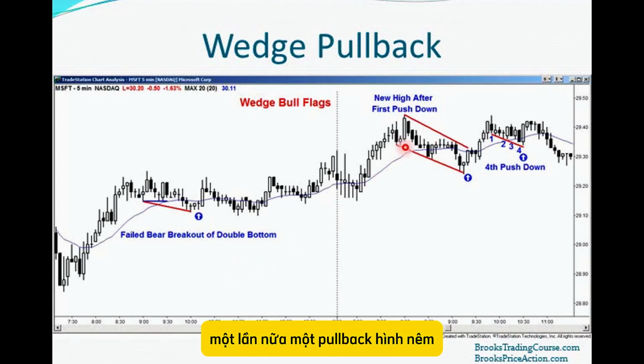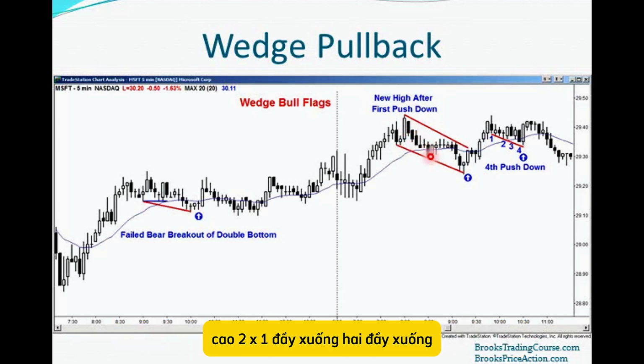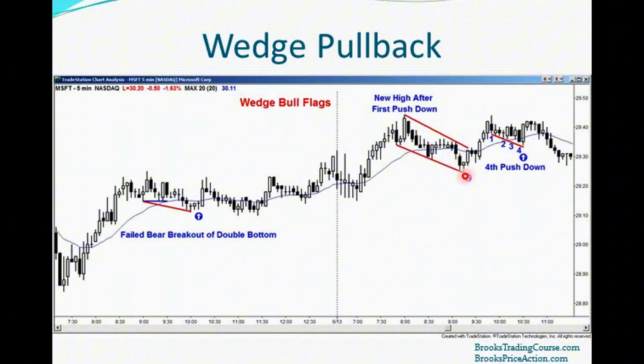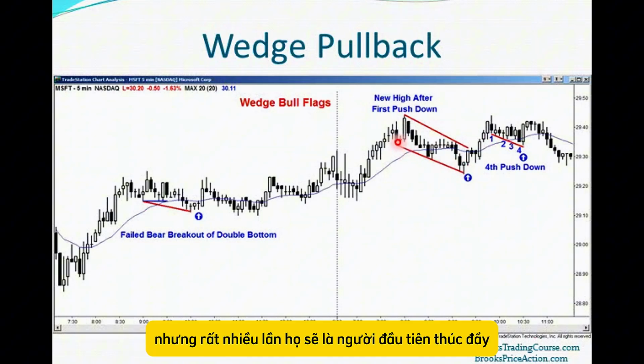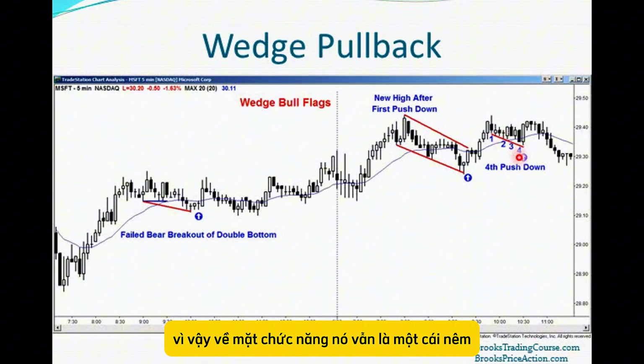Again, a wedge-shaped pullback. You can argue that this is just a two-legged pullback, a high two buy, one push down, two pushes down. But a lot of times there'll be a first push before the final high of the trend. So to me, the first push down began here, and you can call it a high two, but I would call this a wedge bull flag. Here's a wedge that had four pushes down. Each of these bear bars is a push down, so it's still functionally a wedge. If it has four pushes, it has three.